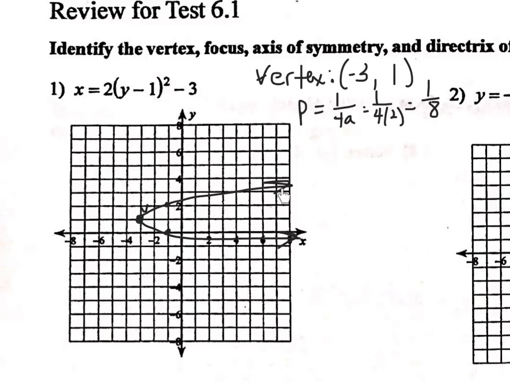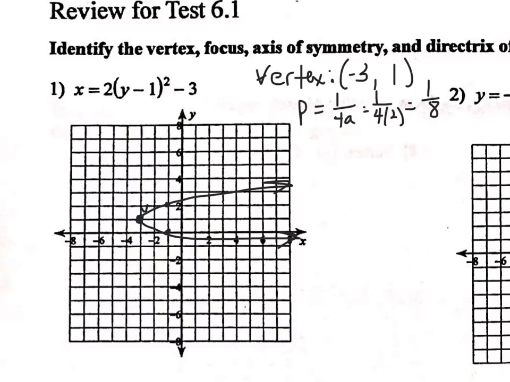And then I opened it to the positive direction. I also found the value of P. P equals 1 over 4a, and since a is 2, 1 over 4 times 2 is 1 over 8. So I know the value for P is 1 over 8. That means that my directrix and my focus are both going to be 1/8 units away from my vertex. And since my value for y is 1, my axis of symmetry is going to be y equals 1.